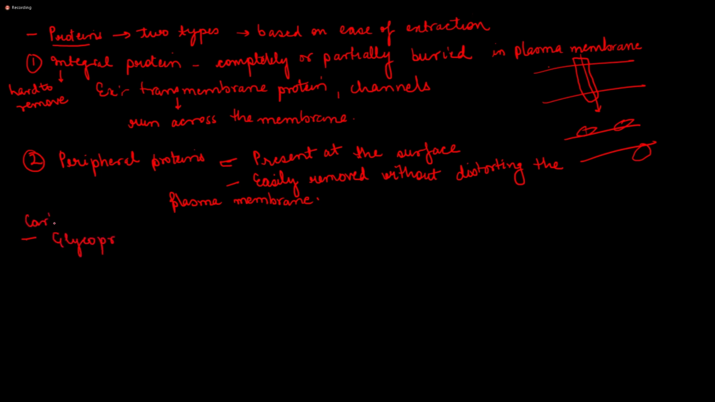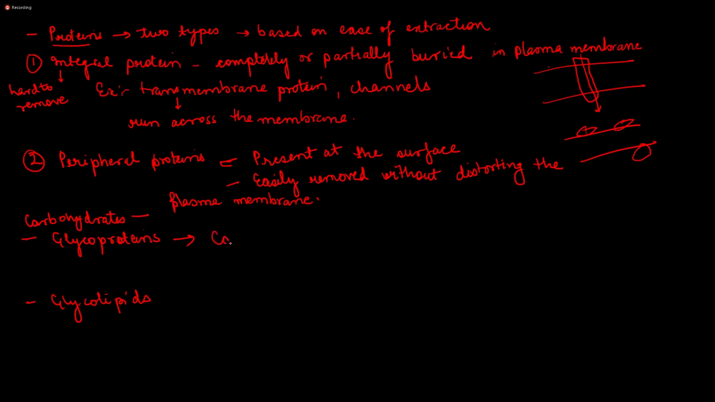So if you talk about carbohydrates, this can be in the form of glycoproteins or glycolipids. Now, what do you understand by glycoproteins? The glycoproteins will be ones in which the carbohydrate chain is attached onto the protein.